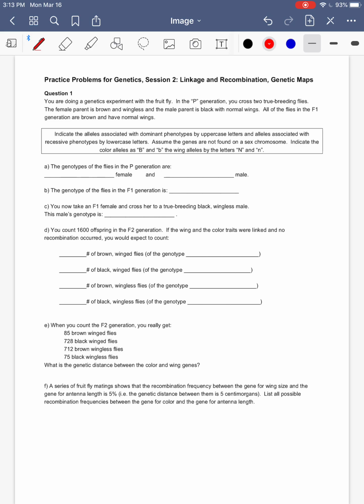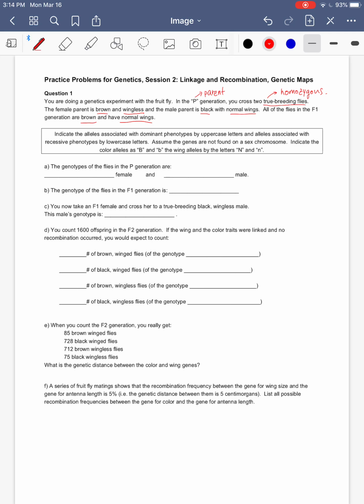It says you're doing a genetic experiment with the fruit fly, and in the P generation, which is the parent generation, you cross 2 true breeding flies. Remember, true breeding always means homozygous. The female parent is brown and wingless. The male parent is black with normal wings. And all the flies in the F1 generation are brown and have normal wings.